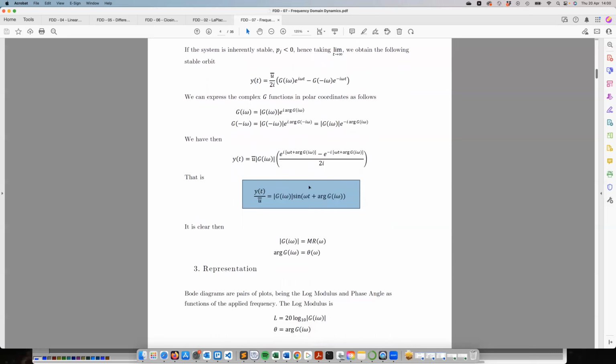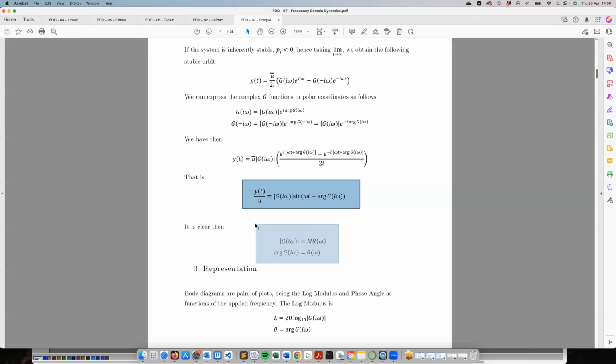And what's nice is now that we have this time response version, we can identify here that this is our magnitude ratio. And we can see from this that the left-hand side is the magnitude ratio. On the right-hand side, the sine wave here, the maximum value is 1. And so our amplitude must be this magnitude of g of i omega. So we've proven that the magnitude of g of i omega is equal to this amplitude ratio or magnitude ratio here. And then you can see that this is the angle or the phase shift. So the phase shift theta is the same as the argument of g.